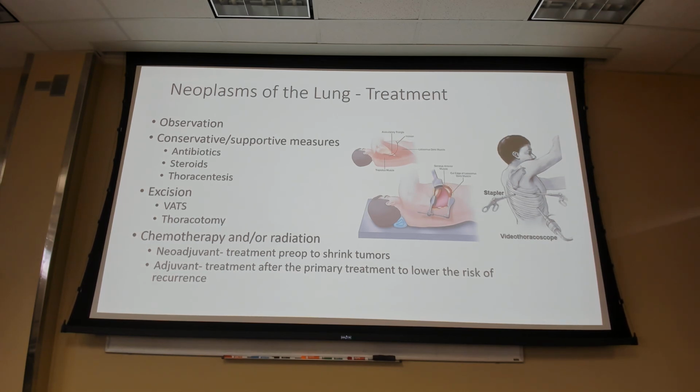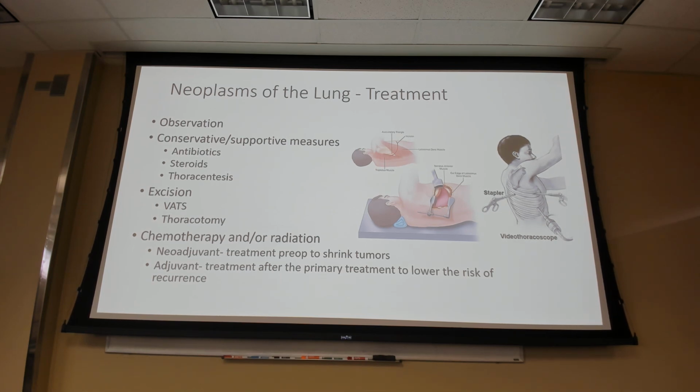And then if we're excising, we can use VATS, so we can look at it through that video scope, and it's less invasive, as you can see on the right there, typically with the cameras, versus a thoracotomy is when we have to open the chest up. So it's a lot more invasive of a procedure. And as you can see, there's not a lot of space between our ribs, so we have to incise that area and then open it up with those spreaders to be able to operate on them. So it's a pretty significant procedure.